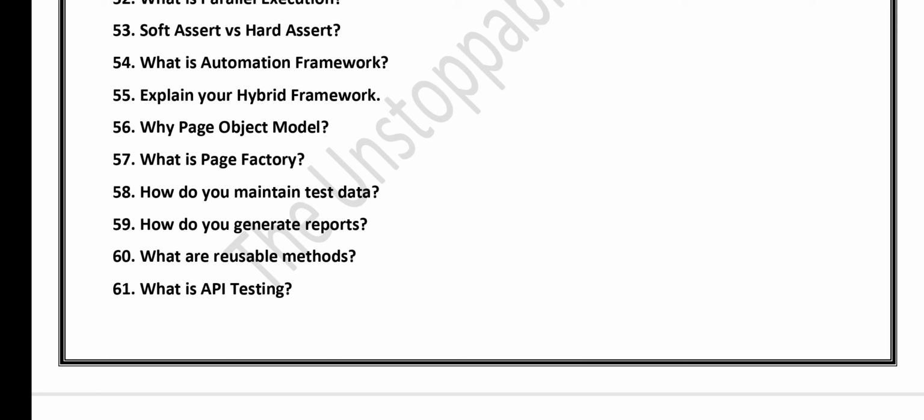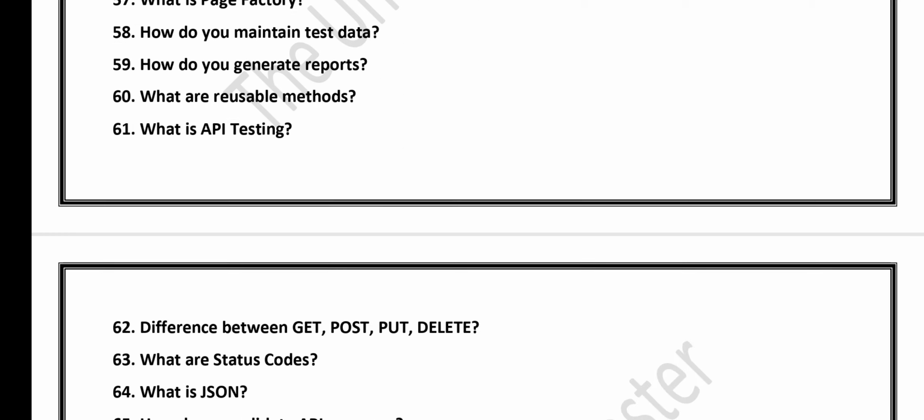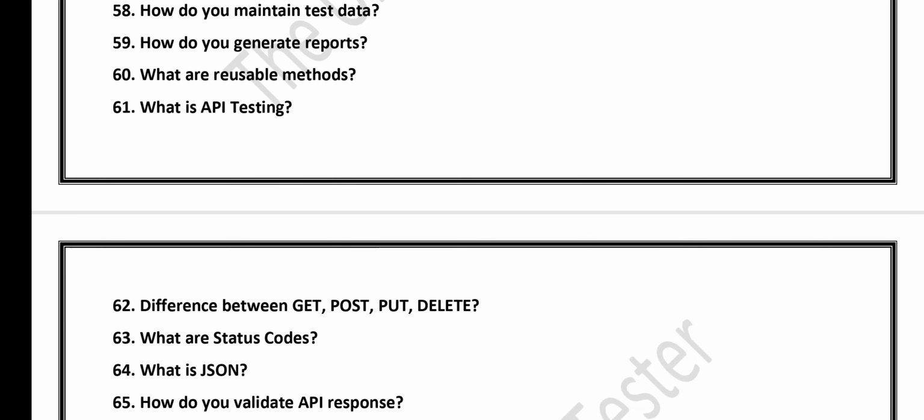What's automation framework? Why do we need it? Explain your hybrid framework. Why page object model is chosen? What is page factory? How do you maintain test data? How do you generate test reports? What are reusable methods? What is API testing?